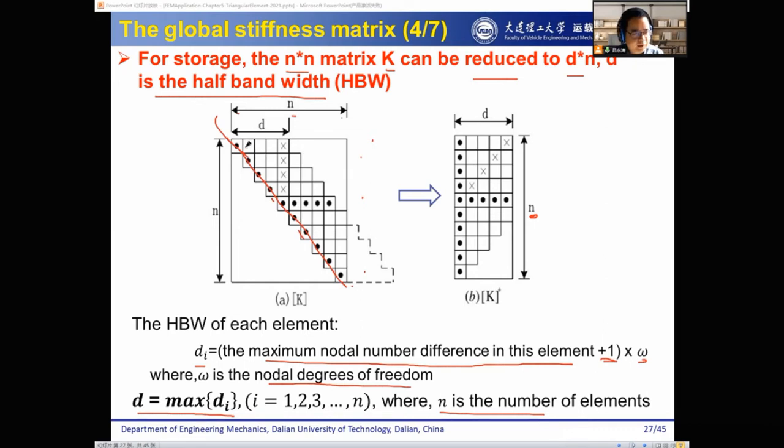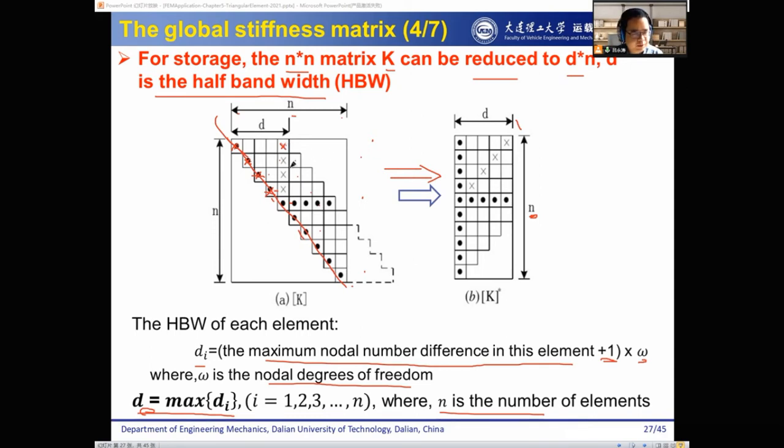How do we do this? We get the distance from the diagonal element to the last non-zero element in each row. For each row, we calculate the maximum distance between the diagonal element and the last non-zero element, and then we pick the maximum one. For example, here, and then we store for each row from the diagonal to the maximum distance. In this case, we don't miss any non-zero elements.